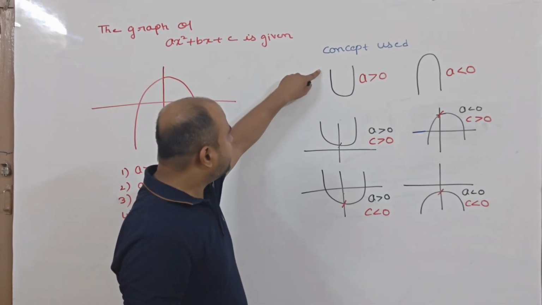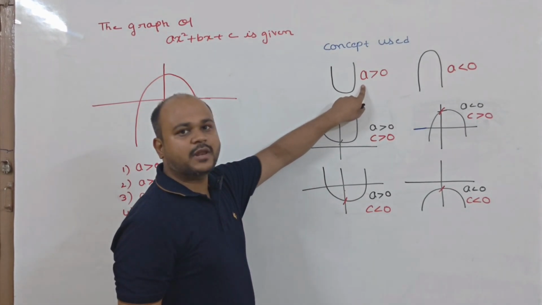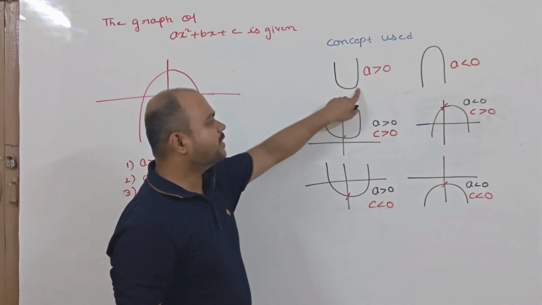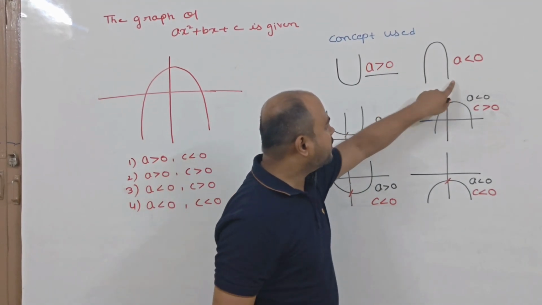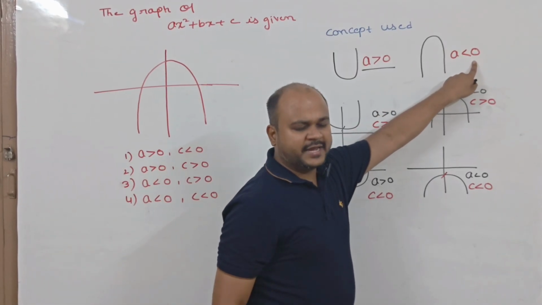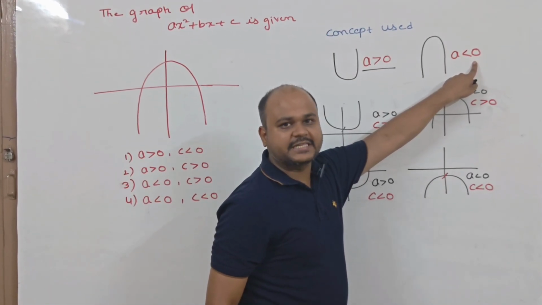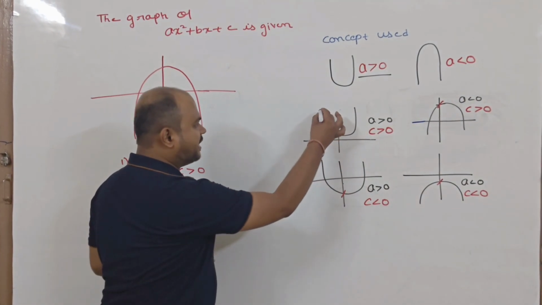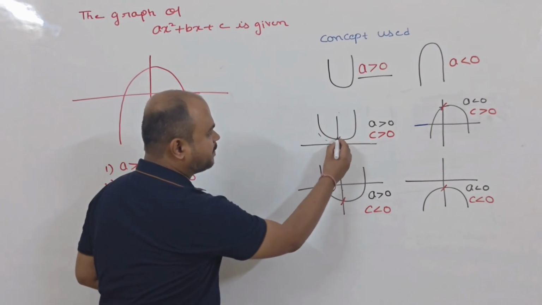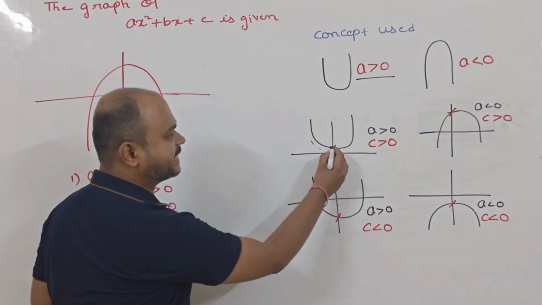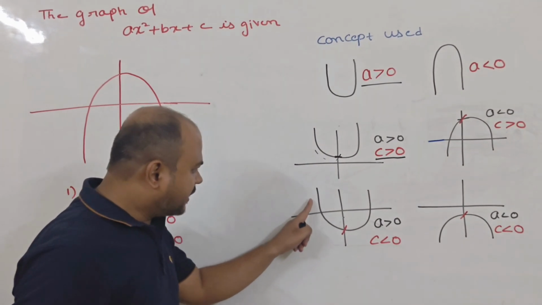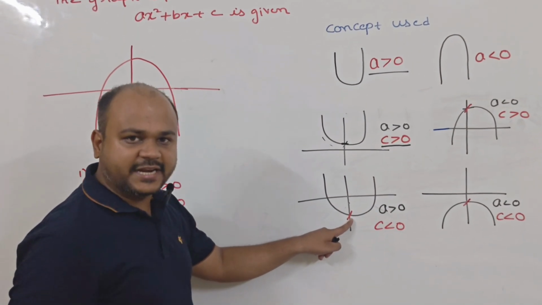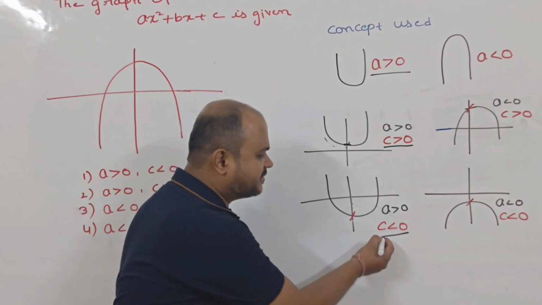Now see, if the face of the parabola is upward, then a is greater than 0. If the face of the parabola is downward, then a is less than 0. Now observe here, if the graph cuts the positive side of the y-axis, then c is always greater than 0. If the graph cuts the y-axis on the negative side or downward, then c is less than 0.